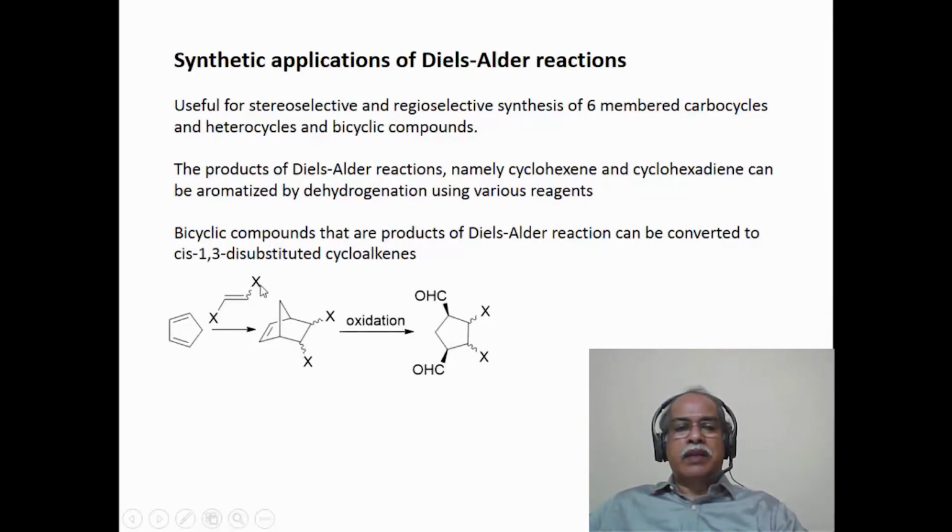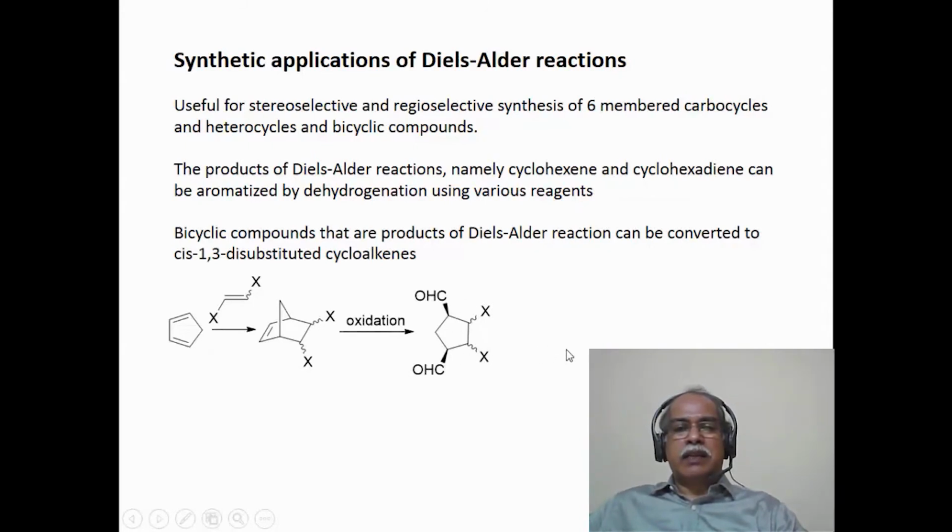Now, depending upon the stereochemistry of the 2 X groups in this dienophile, the 2 X groups can be either cis or trans, or they can be endo or exo. Assume they are cis and they are endo in nature, then all these 4 functional groups in this cyclopentane will have the same relative stereochemistry, namely all cis stereochemistry is what one would have.